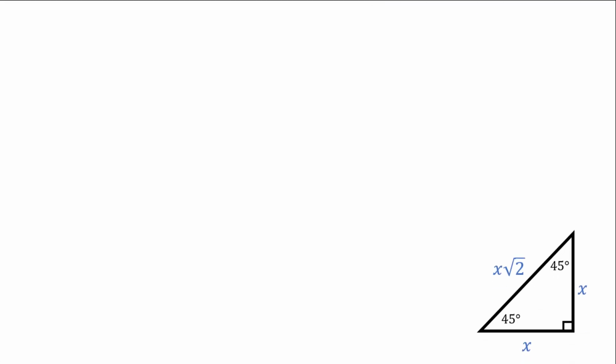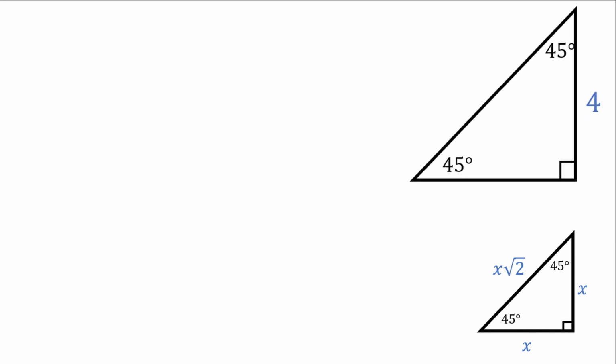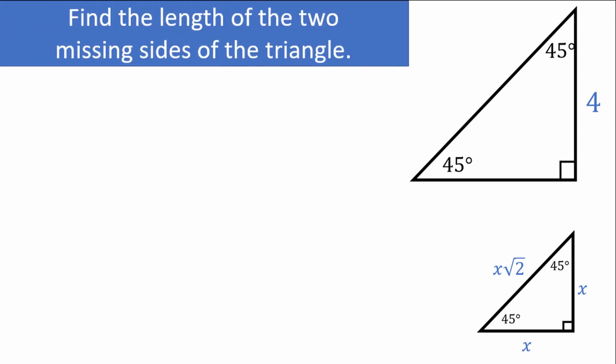Let's look at a few examples of using this idea to solve for the missing side lengths of a triangle. I have the general 45, 45, 90 degree triangle in the bottom right-hand corner of the screen to help us if we need it. Here we have a 45, 45, 90 degree triangle, where one of the legs is 4 units, and we would like to find the length of the other two sides. We are told that one of the legs is equal to 4, so that means that x must be equal to 4. If one of the legs is equal to 4, we know that the other leg must also be equal to 4, because the two legs will always be equal in a 45, 45, 90 degree triangle.